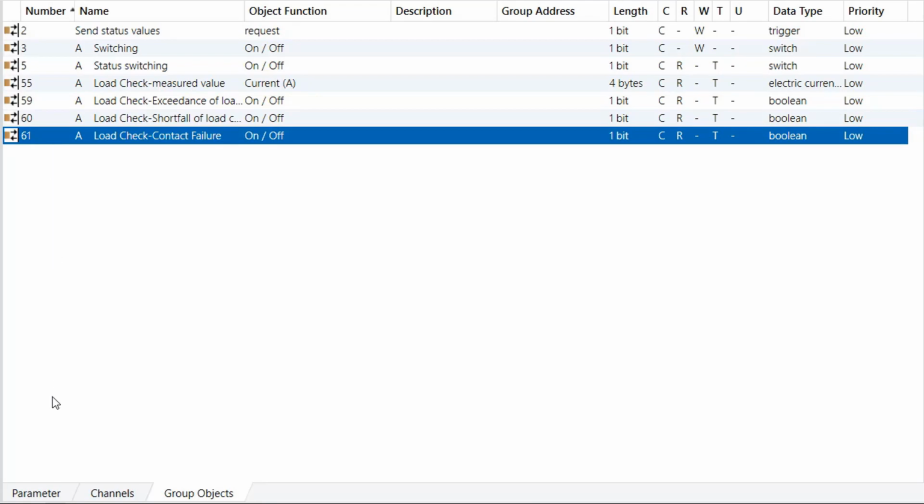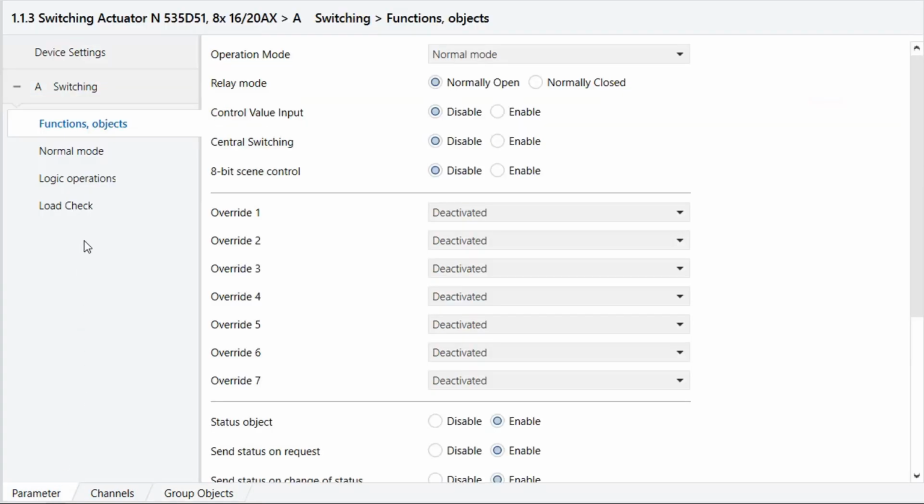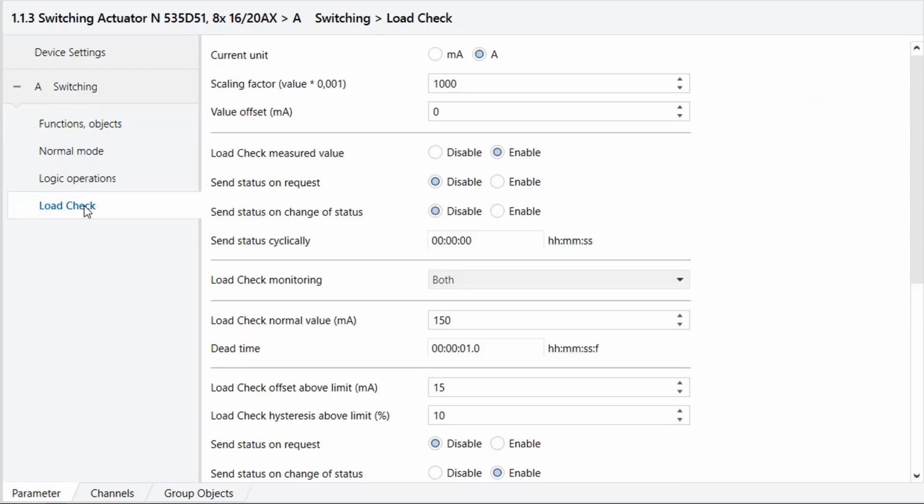Additionally, an object for reading of the nominal value of the measured current value can be enabled and the corresponding sending conditions can be configured.